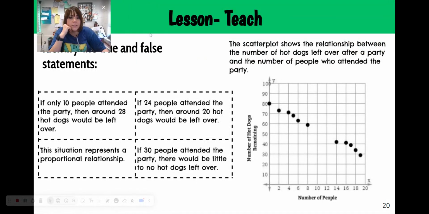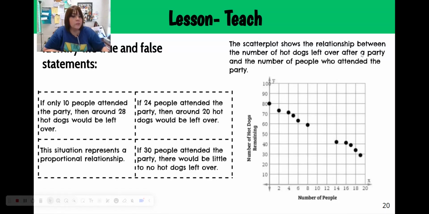Okay, so for this assignment, we're going to look at some scatter plots, and it gives us 4 different statements. And we're just going to say whether each of the statements is true or false. All right, so it says the scatter plot shows the relationship between the number of hot dogs left over after a party and the number of people who attended a party.